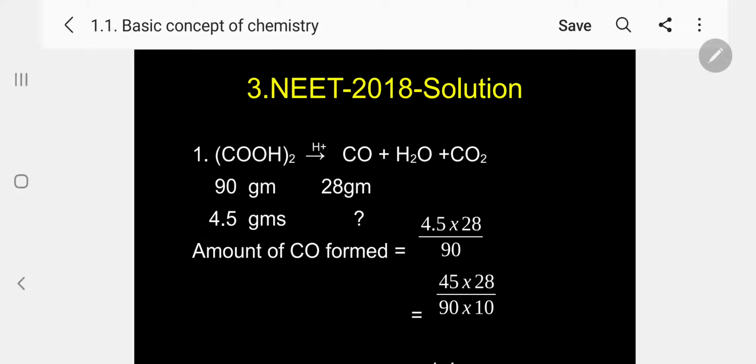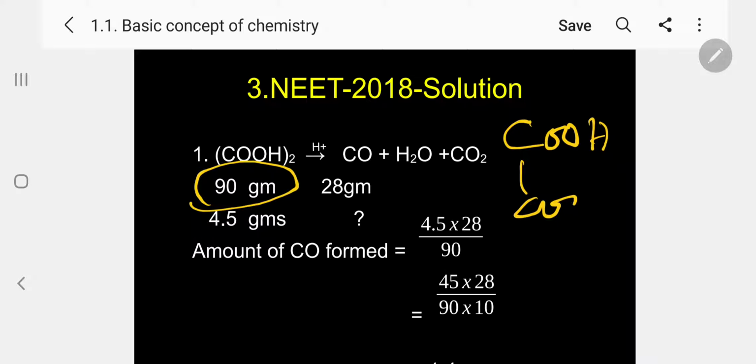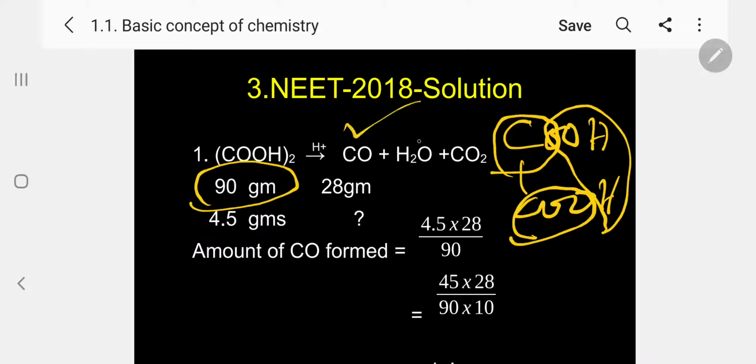The second stoichiometric equation, let me take now, is anhydrous oxalic acid. The molecular mass is 90 gram. When you heat it in the presence of sulfuric acid, I can write it this way so you can understand easily. This is oxalic acid. How will it decompose? Carbon dioxide is going out, carbon monoxide is going out, and water is going out. So CO, H2O and CO2 are produced. How much have we taken? 4.5 grams of oxalic acid. According to stoichiometry, 90 grams of oxalic acid will produce 28 grams of carbon monoxide.